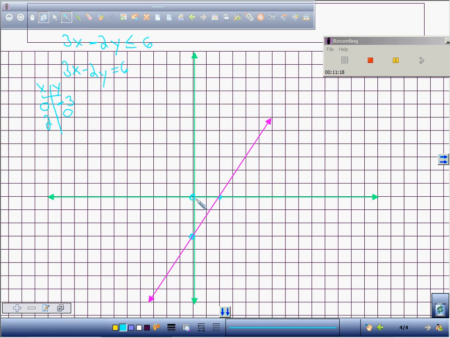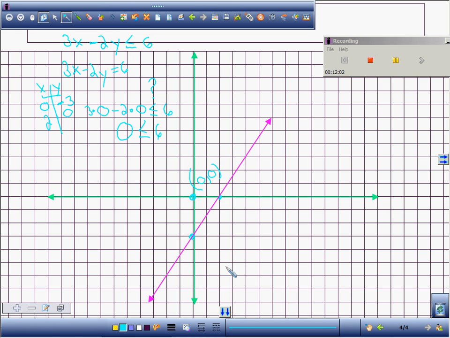So you really have to pick a point. And always, if 0, 0 is not on the line, choose 0, 0 because it's very easy to plug in. So when I take 0, 0 and plug it in here, I get 3 times 0 minus 2 times 0. And I want to see, is that less than or equal to 6? What's 3 times 0 minus 2 times 0? 0. Is 0 less than or equal to 6? Yes. So since this point made this inequality true, I shade towards that point.